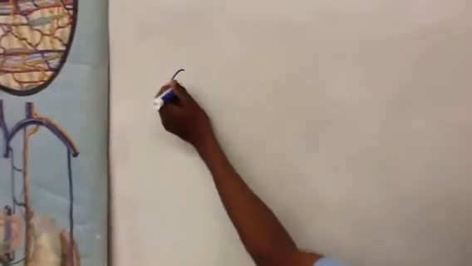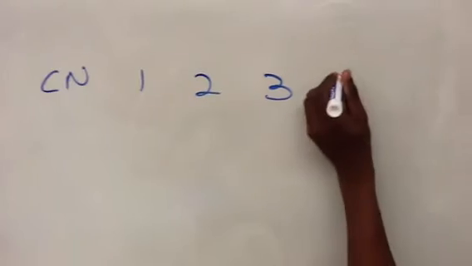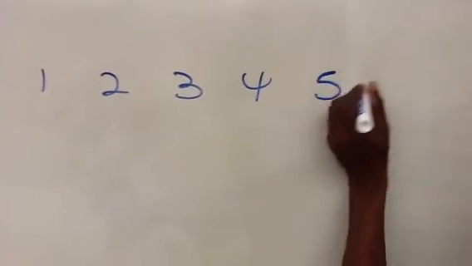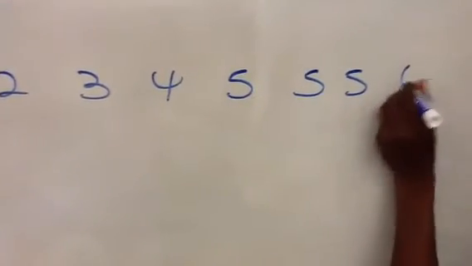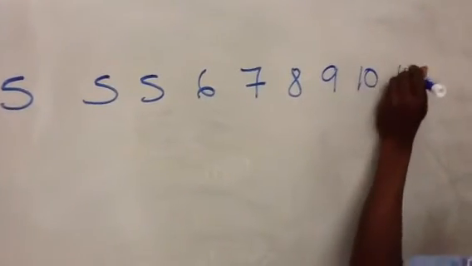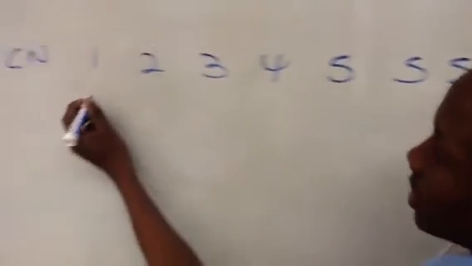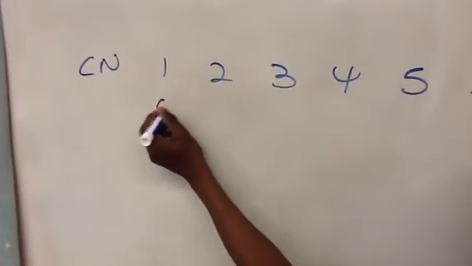Okay, so I'm going to talk about the cranial nerves and where they exit the skull. Number 1, 2, 3, 4, 5, 6, 7, 8, 9, 10, 11, 12.